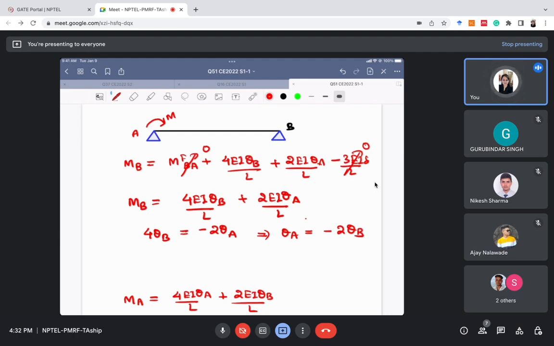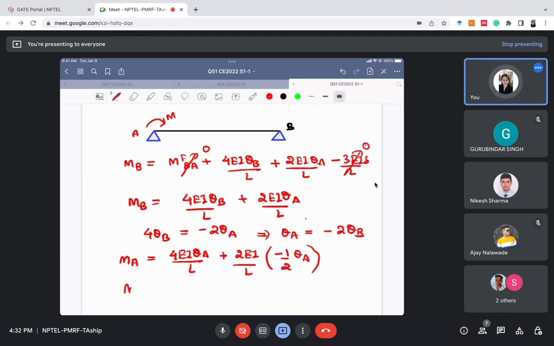We will put this value of theta B in the equation for MA. Try to do it now. Put the value of theta B in this. Okay, let me do it. MA will be equal to 4EI theta A by L plus 2EI by L times theta B, which is minus 1 by 2 of theta A. So finally our answer will be MA equal to 3EI theta A by L. So MA by theta A is equal to 3EI by L.